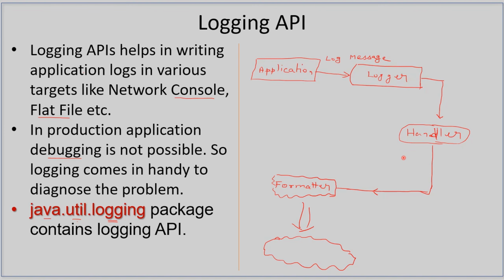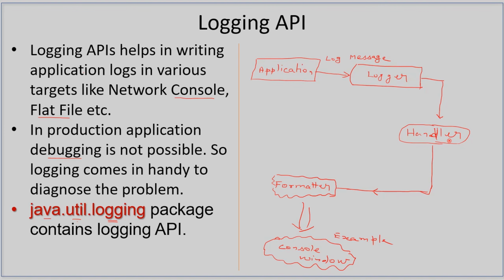Actually this handler decides where the output goes. The formatter will perform the formatting of the log message. For example, we can consider the console window as a target output. So you can see how the message is traveling. The application produces the log message, and the log message is sent through the logger, through the logging API. From there, the message reaches the handler.